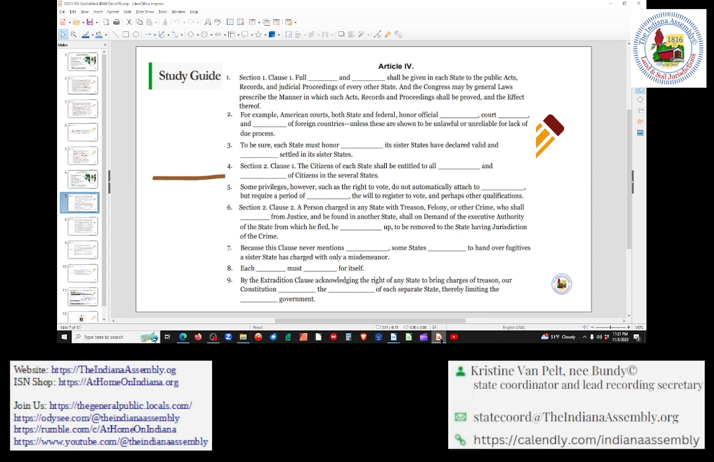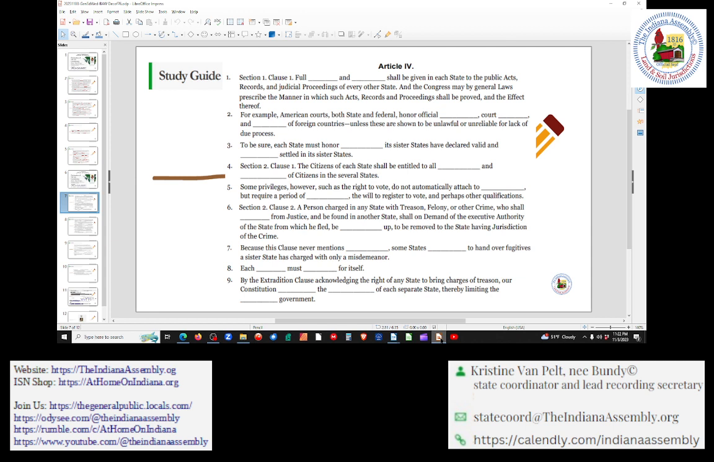Number 4. Section 2, Clause 1. The citizens of each state shall be entitled to all blank and blank of citizens in the several states. Number 5. Some privileges, however, such as the right to vote, do not automatically attach to blank, but require a period of blank, the will to register to vote, and perhaps other qualifications. Number 6. Section 2, Clause 2. A person charged in any state with treason, felony, or other crime, who shall blank from justice and be found in another state, shall, on demand of the executive authority of the state from which he fled, be blank up to be removed to the state having jurisdiction of the crime. Number 7. Because this clause never mentions blank, some states blank to hand over fugitives. A sister state is charged with only a misdemeanor.